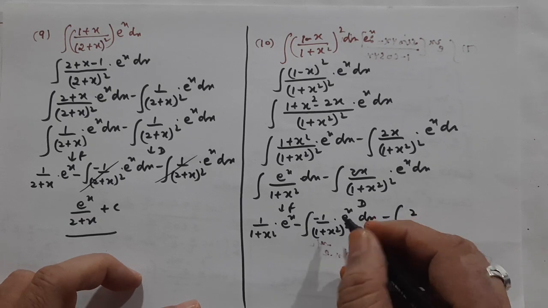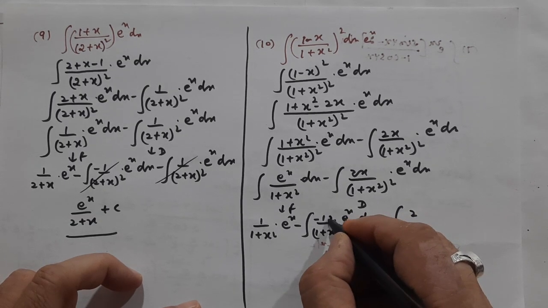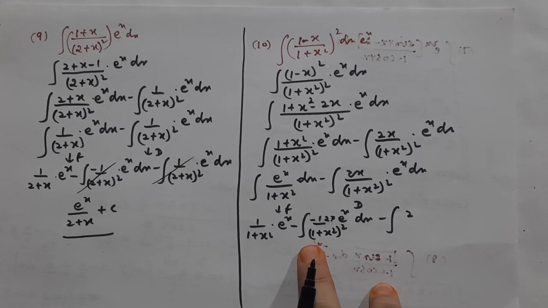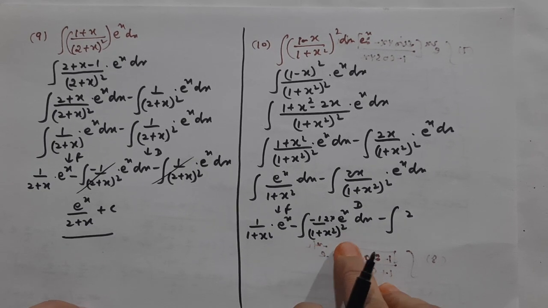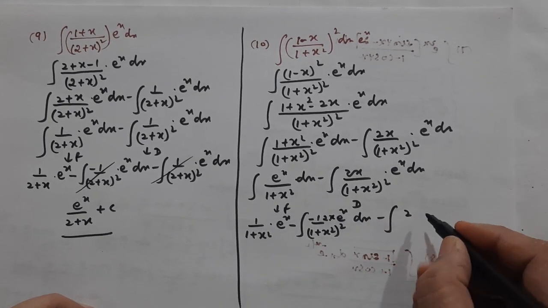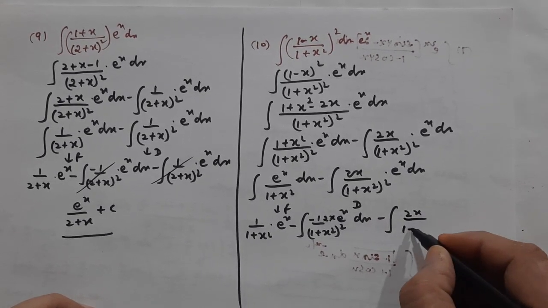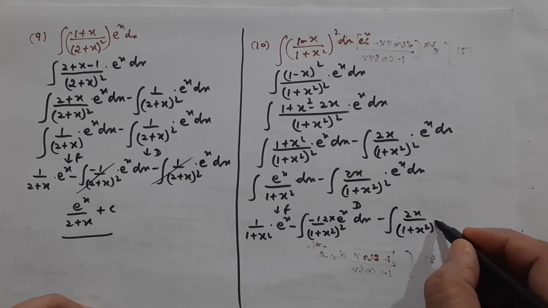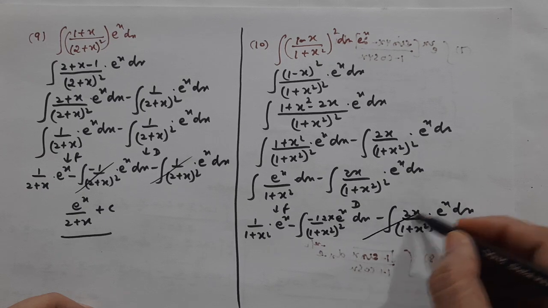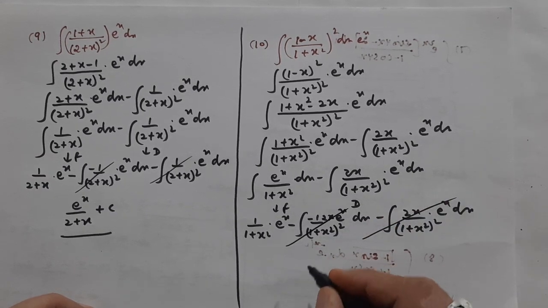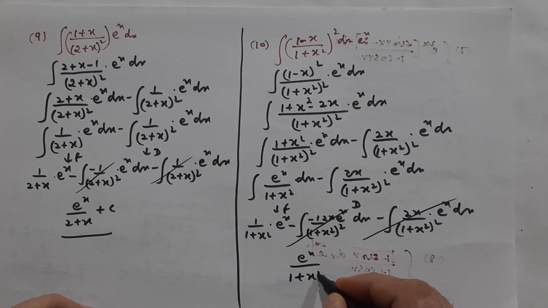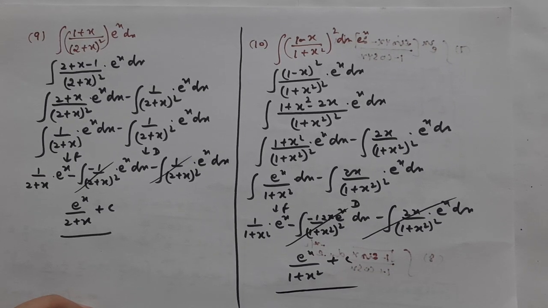Minus, into we have 2x also, because the derivative of 1 upon 1 plus x square is minus 1 upon 1 plus x square whole square into the derivative of 1 plus x square, which is 2x, and here we have 2x upon 1 plus x square whole square e power x dx. So students, this factor can be cancelled with this factor, right? So we get e power x upon 1 plus x square plus c. So this is the solution.